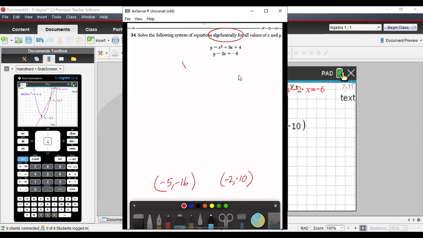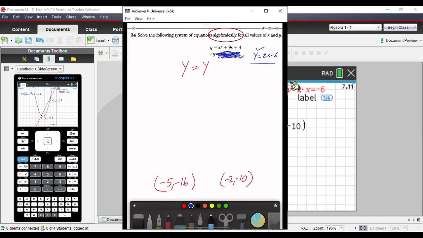So normally we would go y equals y, but in this case, since y is not by itself, we can't actually do that. So what we're going to do is get the second equation and get y by itself. And the way we're going to do that is we're just going to add 2x to both sides. And so this is going to be y equals 2x minus 6. Now that's our equation. Going to get rid of this one. This is what we're going to use now.